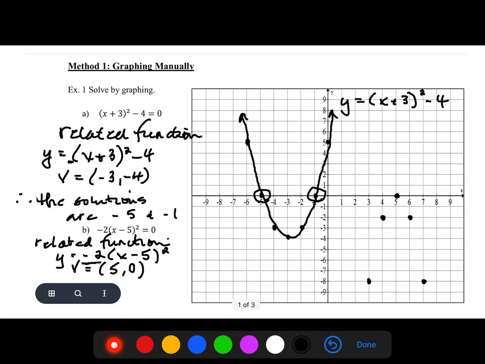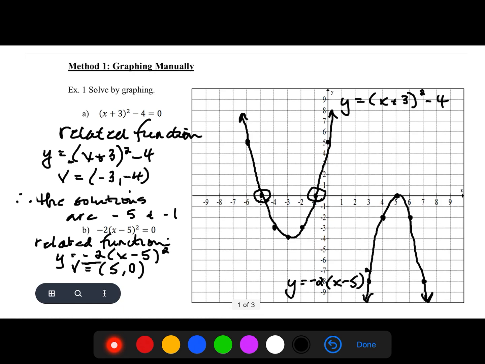So again, we're going to draw our parabola in here. Make sure our arrows are on the ends, and we're going to label with the function. So y equals -2 times (x minus 5) squared.